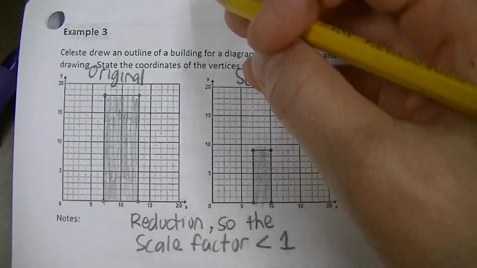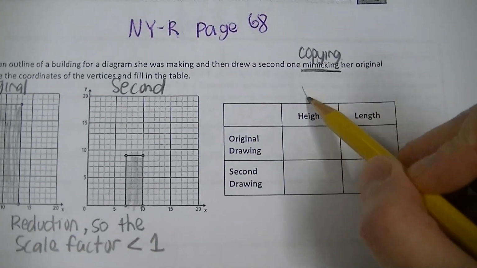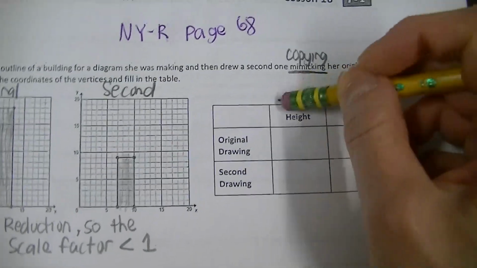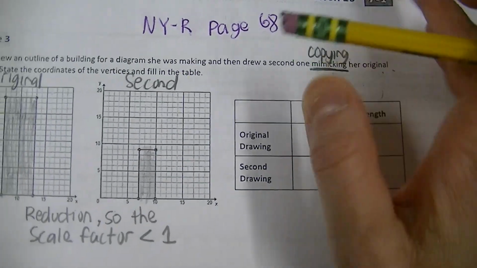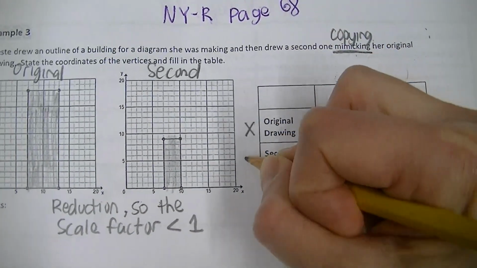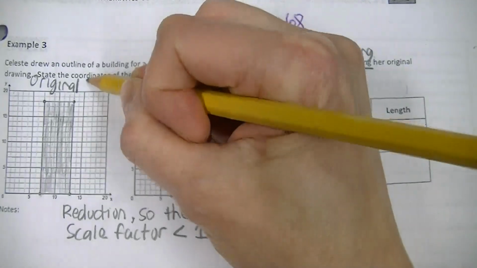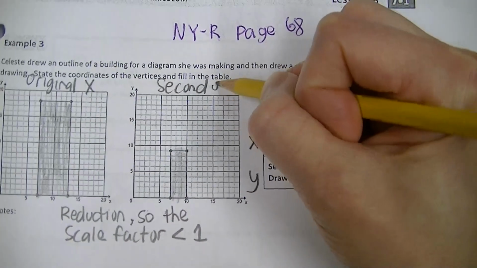Okay, so we're going to go ahead and label this table with X and Y, and at first you might be tempted to go like this, but that is incorrect, because the two things we're going to be comparing are the original to the second. So you want to go X here and Y here. It's actually a horizontal table, okay? So the original is X, the second drawing is Y, okay?